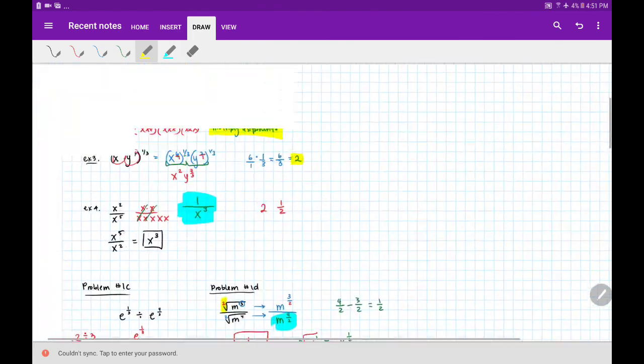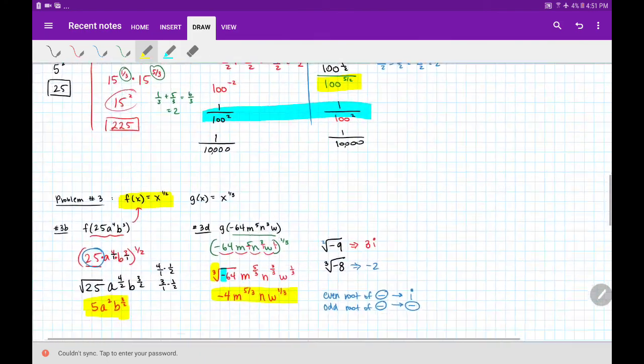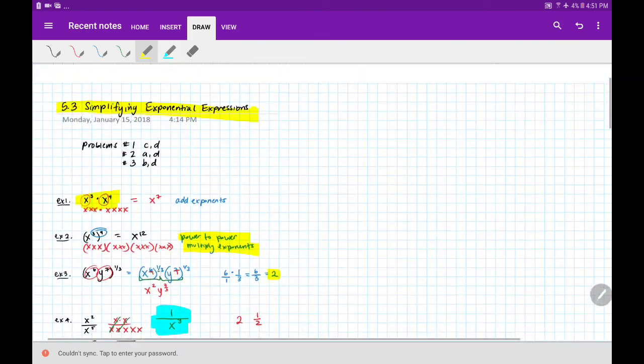Look at all this math that we did. Seriously, I'm like 1, 2, 3, 4, 5, 6 homework problems plus 4 examples.